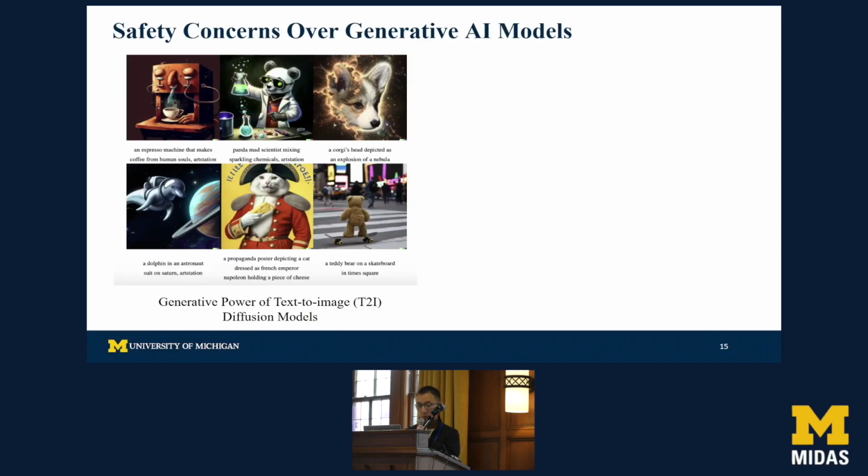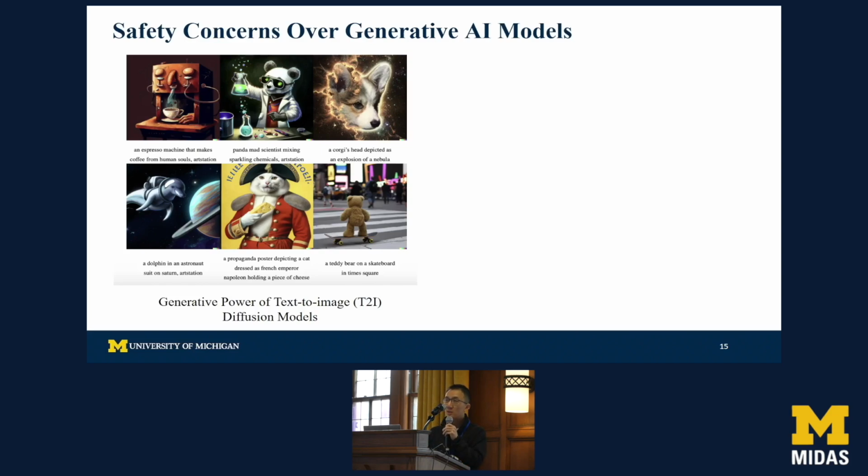So in the past several years, we've witnessed powerful models like DALL-E, these text-to-image generative AI diffusion models. If you give them a text prompt, they can generate realistic images, something like this. So this is very powerful. You can just give a text prompt, and they're going to generate very realistic images.